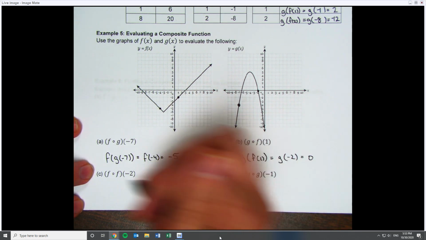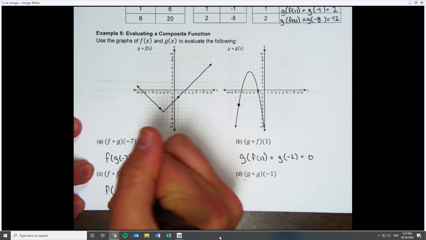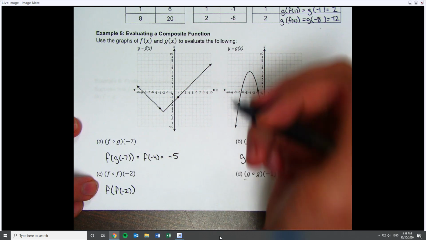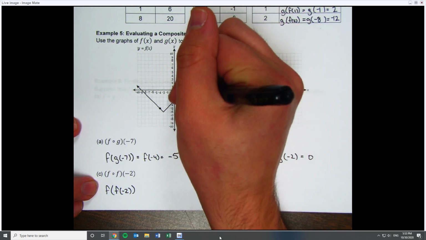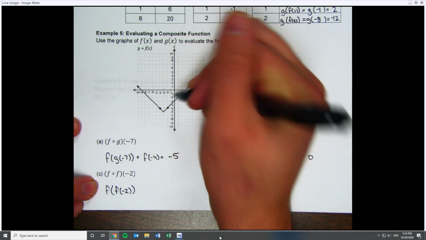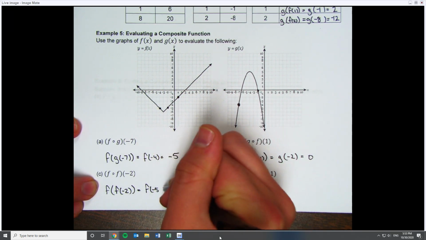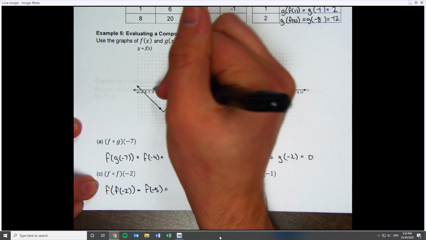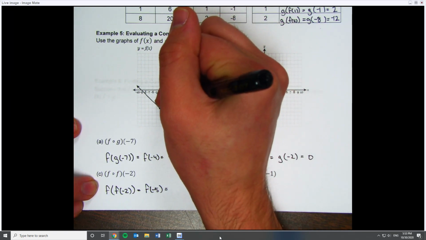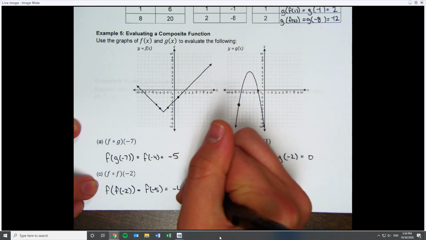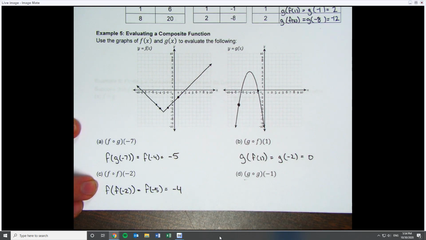Now for this next one, f of negative 2. I start with f of negative 2, which is right here. I get negative 5 out. So I have f of negative 5. Now I go to where f is negative 5, and I get this value, which is -4. It's just tracing the dots over.